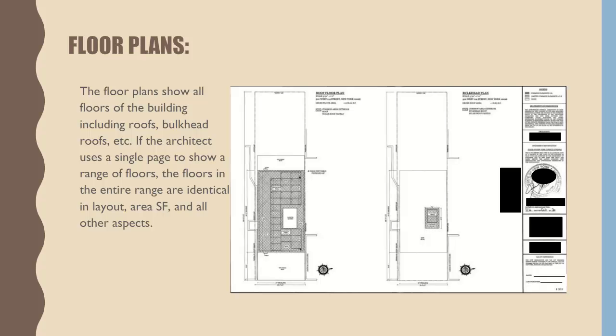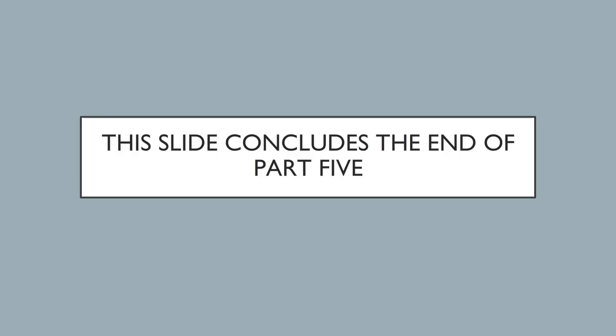Floor plans. The floor plans show all floors of the building including roofs, bulkhead roofs and others. If the architect uses a single page to show a range of floors, the floors in the entire range are identical in layout, area, square footage and all other aspects. The slide concludes the end of Part 5.